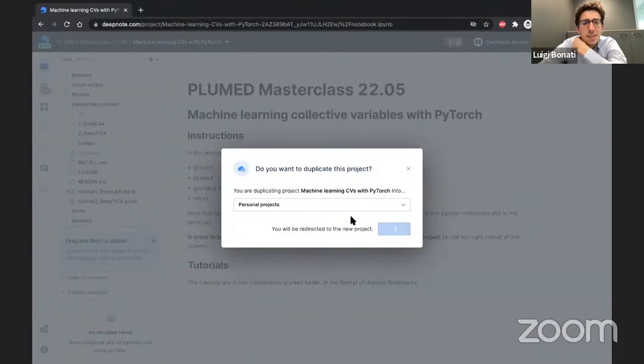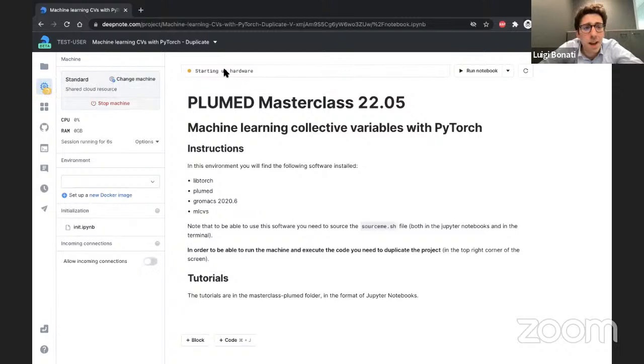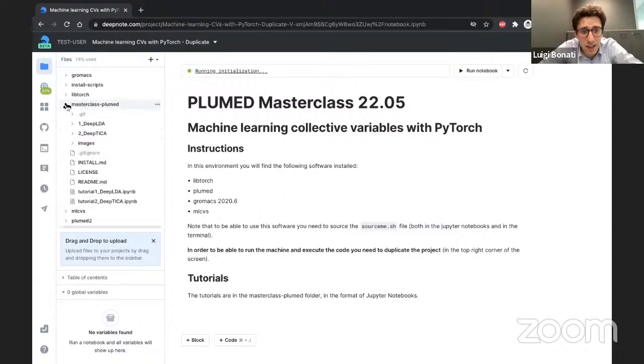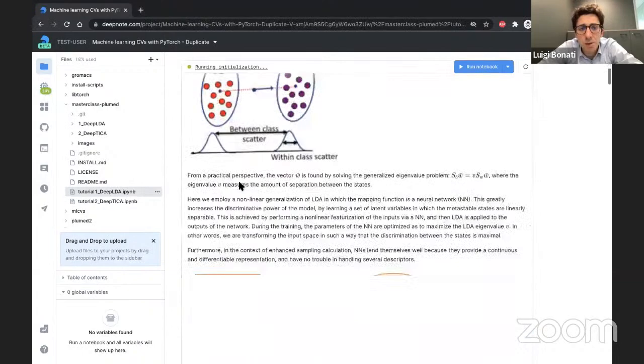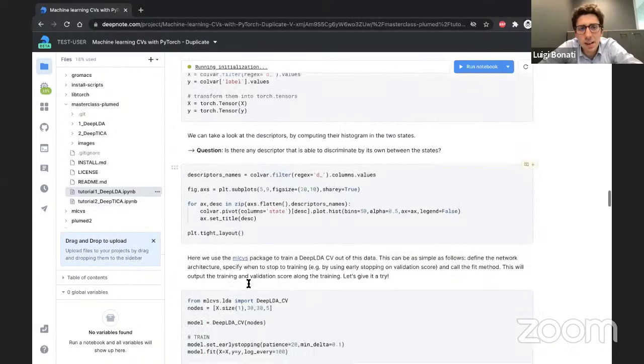Once you do this, you will see starting up hardware, it's initializing and installing everything. Okay, it's running initialization. And once it has started, you can follow the tutorials on Jupyter Notebook here. This will allow you to run not only the training, but also, if you want, the simulation with GROMACS directly from here. And then you can go through all the tutorials of the exercises.